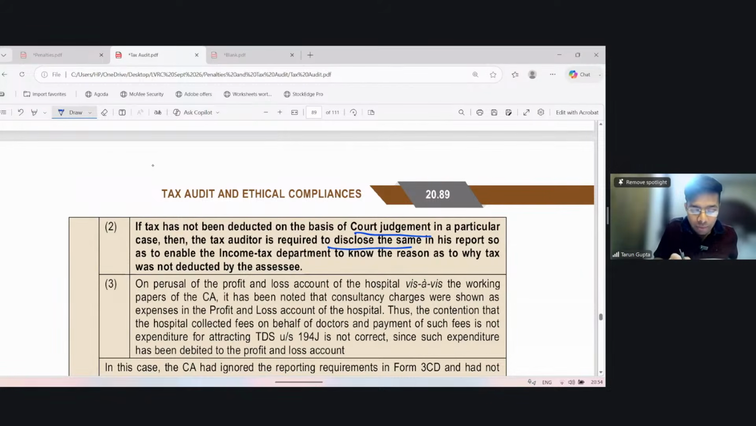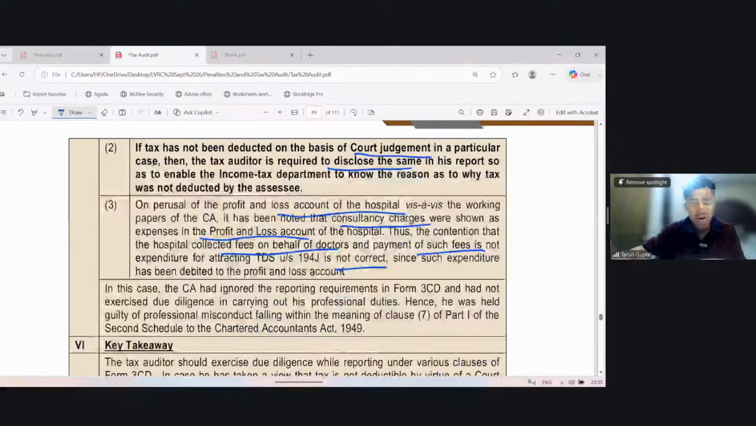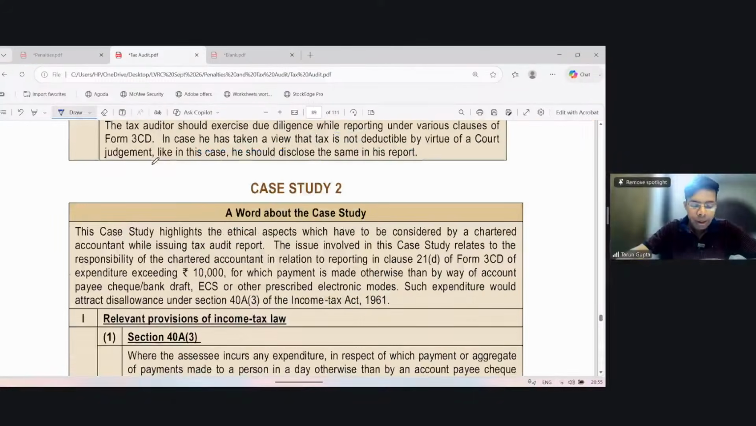On a perusal of the P&L account of the hospital, it was noted that consultancy charges were shown as expenses in the P&L account. Thus, the contention that the hospital collected the fee on behalf of the doctor and that payment of such fee is not an expenditure is not correct, since such expense has been debited to the P&L account. So in this case, the CA ignored the reporting requirement and did not exercise due diligence in carrying out his professional duty. Hence, he was held guilty of professional misconduct, falling within the meaning of Clause 7 of Part 1 of the Second Schedule of the CA Act, 1949. Clear? Okay. Case study 2.